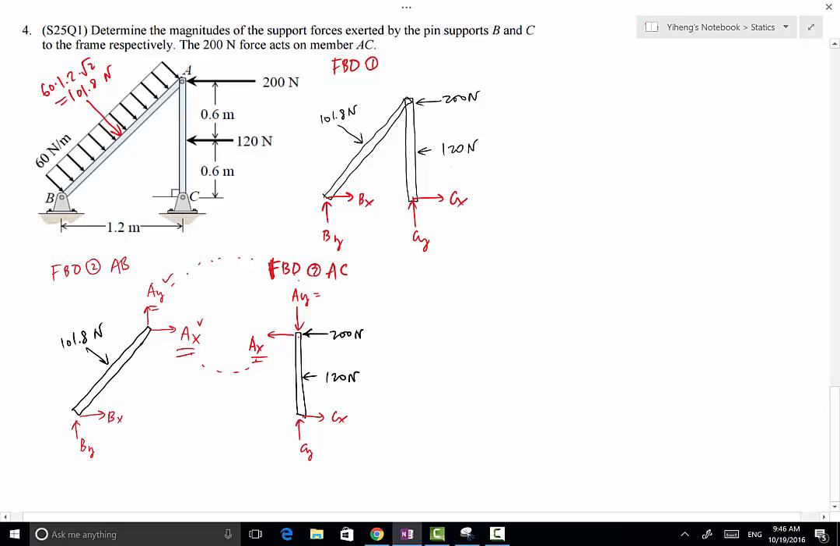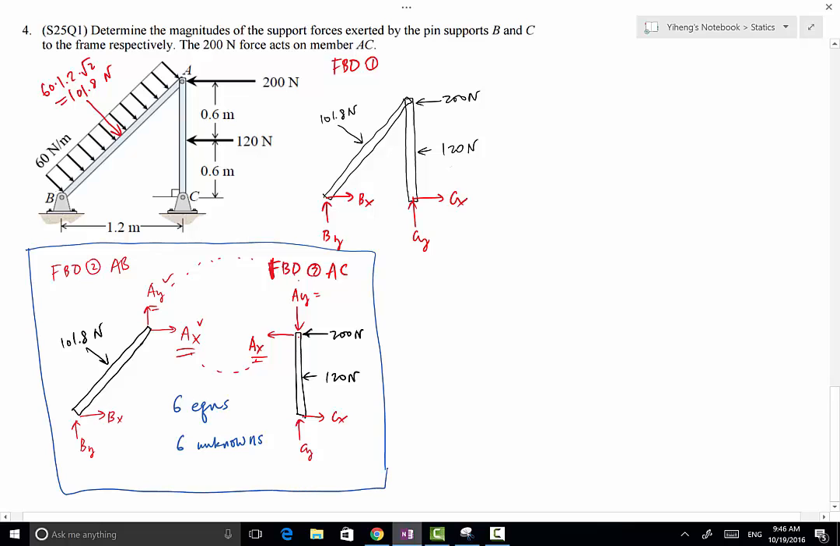So overall, two rigid body free body diagrams give us 6 equations, 3 from member AB and 3 from member AC. And as you can see here, we have 6 unknowns as well: Ax, Ay, Bx, By, Cx, Cy. Therefore, we are confident that we can solve this problem if we draw the free body diagram of the members separately and then combine the equations to solve for the unknowns. So that's definitely doable, but maybe there's a faster way.